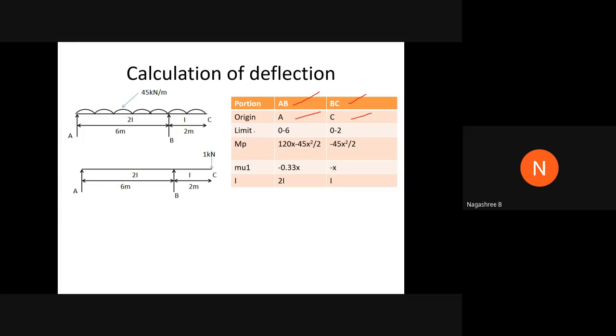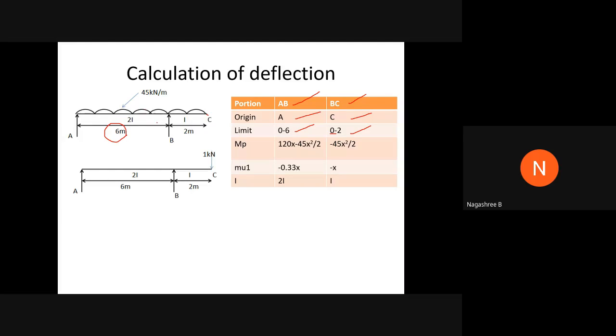Here I need to consider the limits. As you know, in the portion AB, 6 meters is the span. From A it is 0, at B it is 6, so the limit is 0 to 6. For CB, C is the initial point, so it is 0 at C and 2 meters at B, so it is 0 to 2.